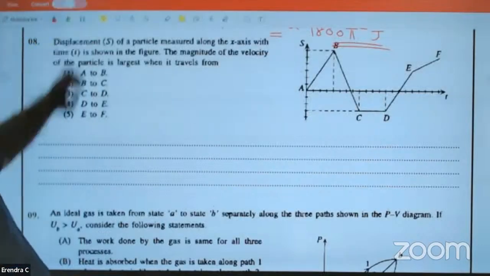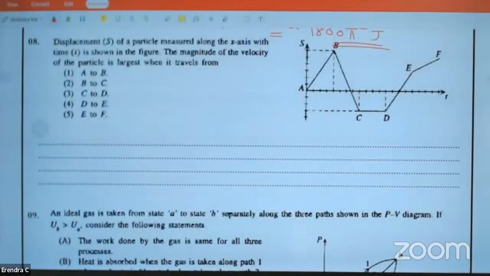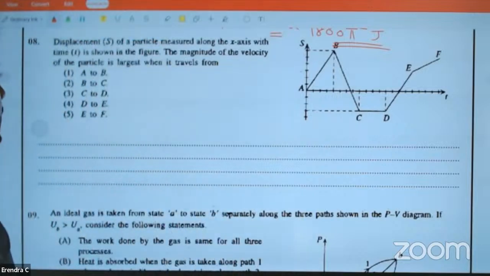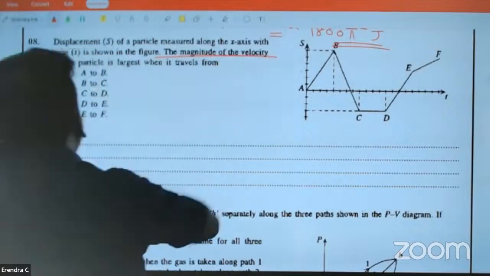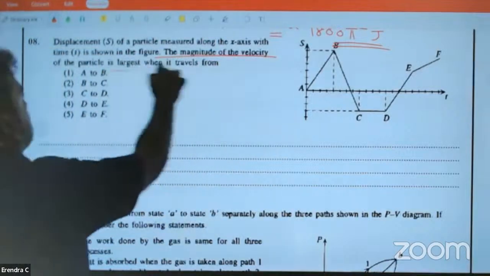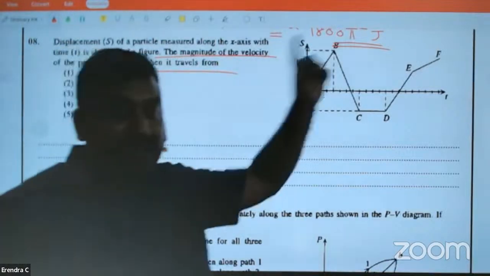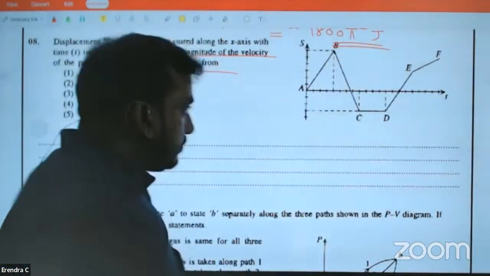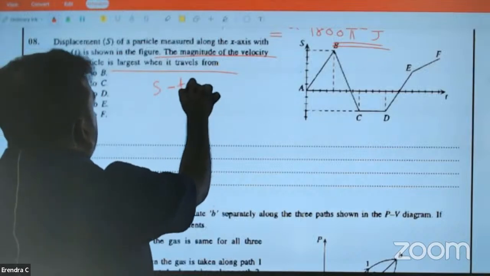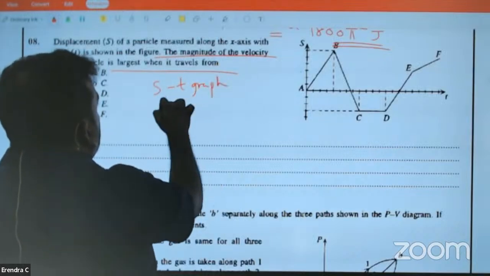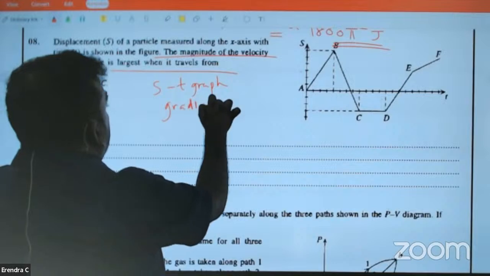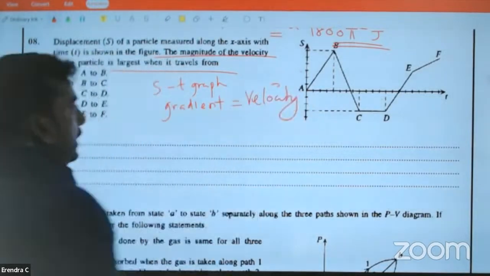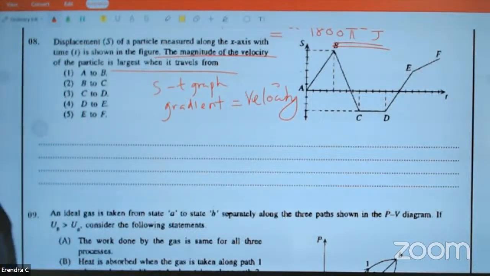Now, displacement of a particle measured along the x-axis with time is shown in the figure. Magnitude of the velocity is largest when it travels. Now, what kind of graph do you have? You have a displacement time graph. In a displacement time graph, gradient gives you velocity.